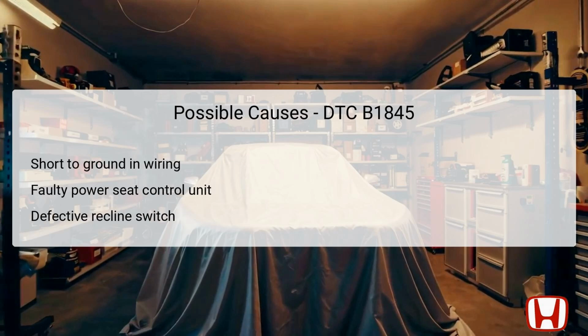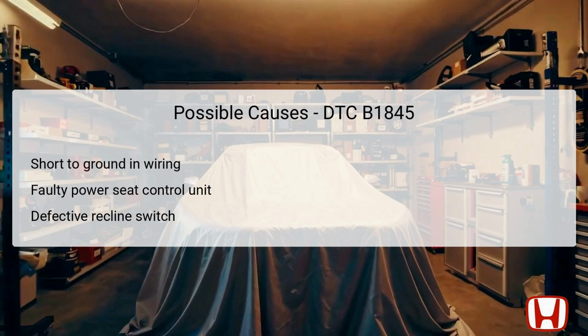Several potential causes can lead to the activation of DTC B1845. First, a short to ground in the wiring may occur, which disrupts the proper flow of electrical signals necessary for seat operations. This can result from wear, fraying, or physical damage to the wiring.